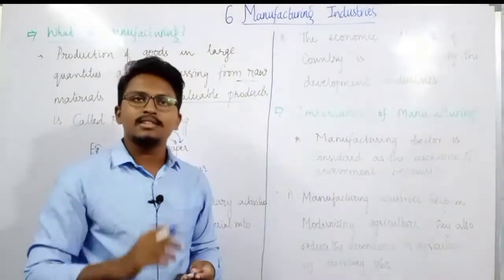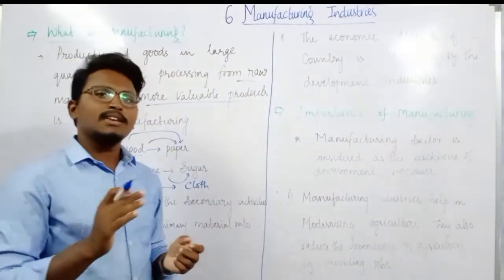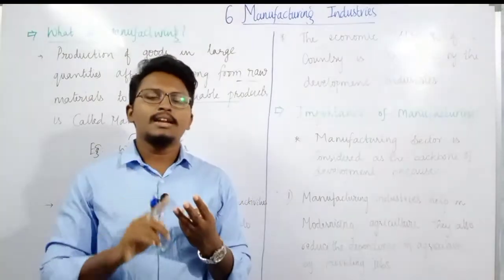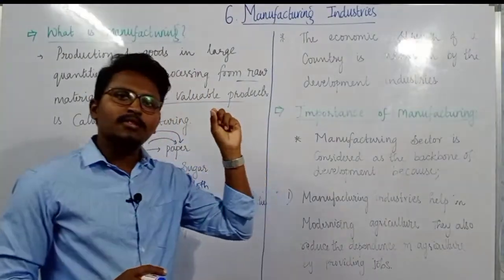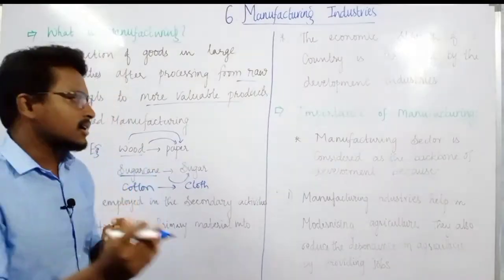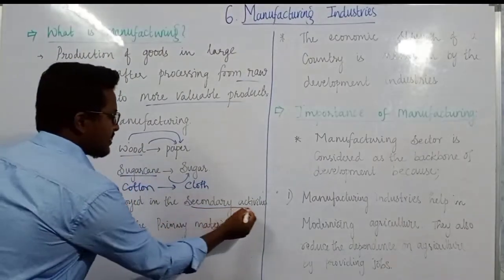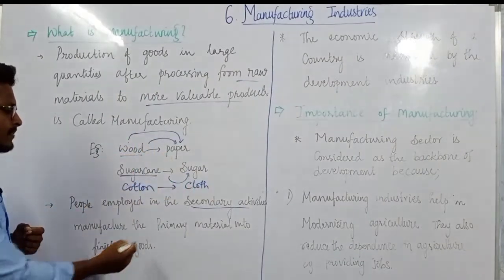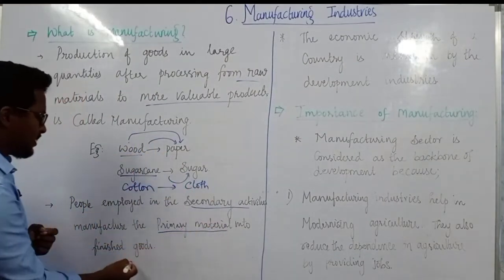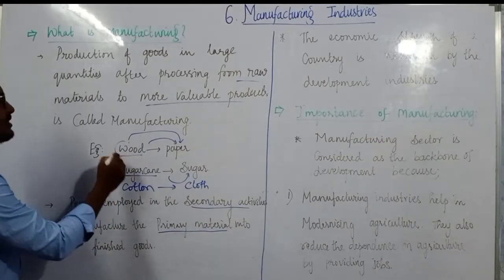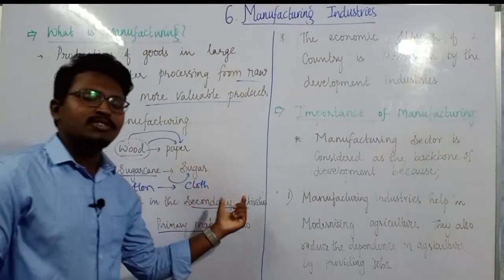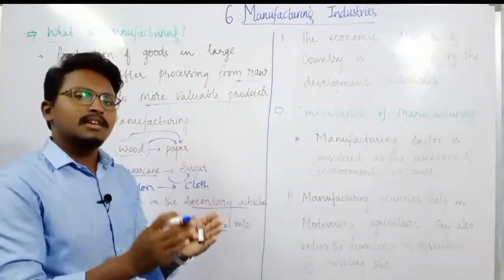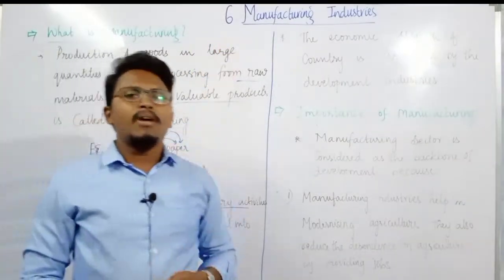And who does this manufacturing? Basically, we have three different sectors: primary sector, secondary sector, and tertiary sector. So the process of manufacturing will actually occur in the secondary sector. That means those people who are employed in the secondary sector, they will manufacture the primary material into finished goods. That means primary goods into finished goods. So here you can say the secondary sector or the industrial sector is involved in manufacturing.